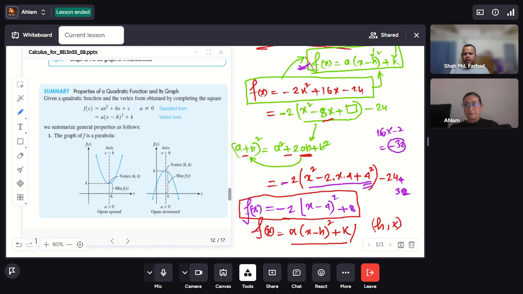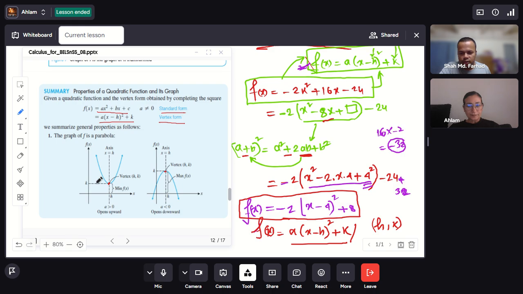Basically, this is the actual summary of this quadratic. All of that is called vertex form. That is called standard form. I have already talked about it. And then the graph of f is a parabola. Since we have a quadratic, it will be parabolic. And this one is called the vertex point.